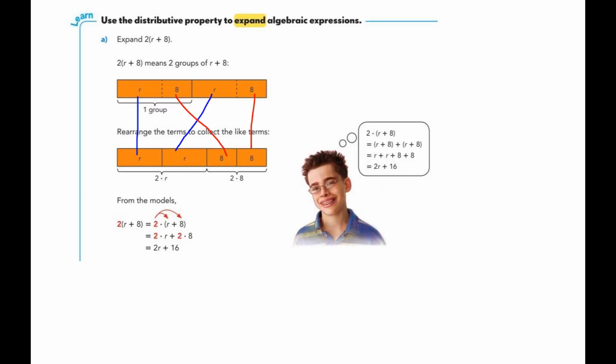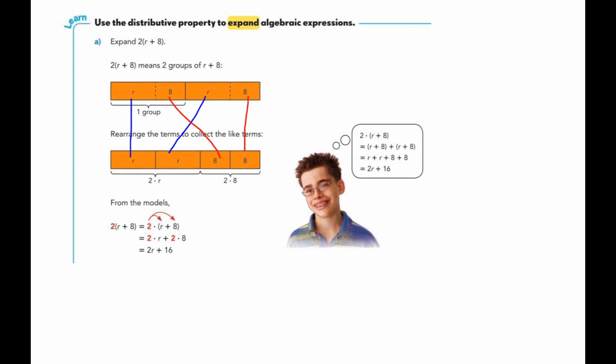So we have 2 groups of r, so 2 times r, and 2 groups of 8, or 2 times 8. Based on what's happening with the bar models, when you're expanding, you're saying 2 times r and then 2 times 8, which you can see with the arrows that they have. So it gives you 2r and 16. And again, it means you have 2 terms and the coefficient is 2.